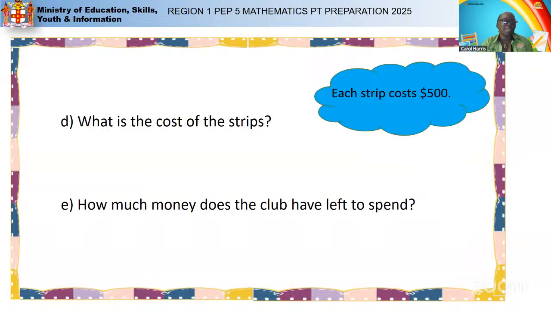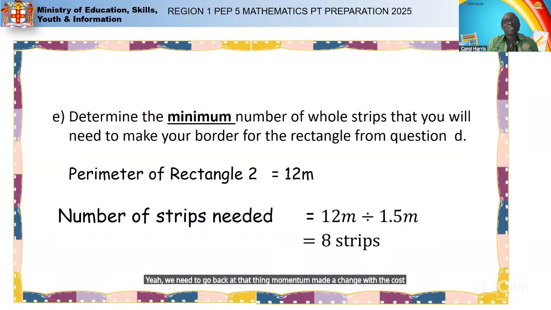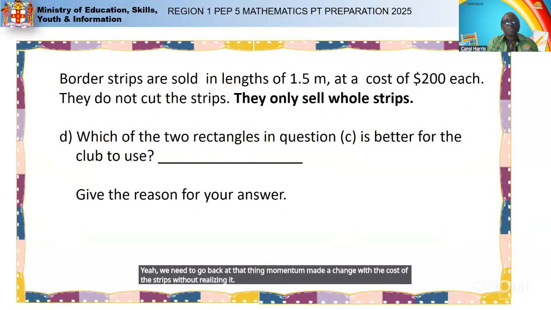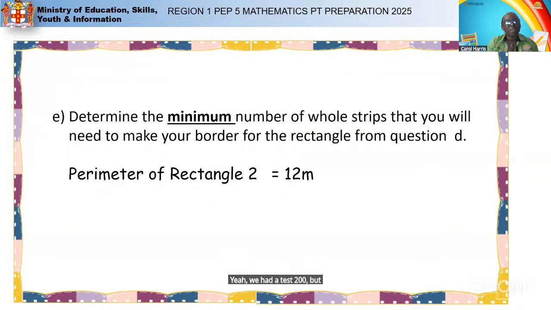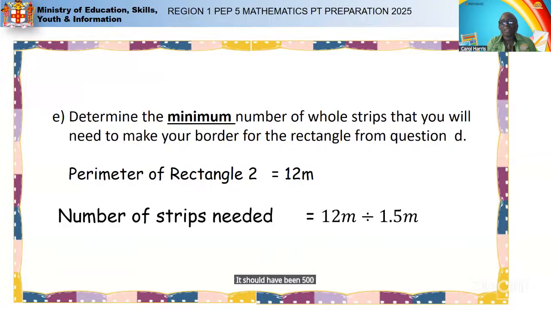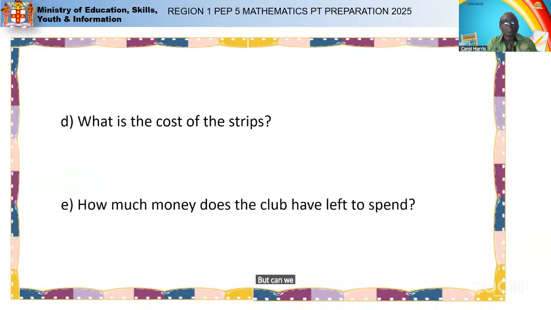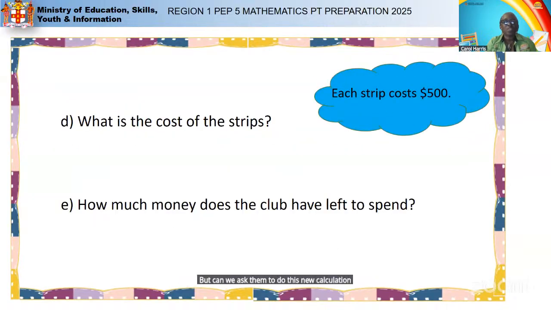We need to go back. I think we might have made a change with the cost of the strips without realizing it. I could go back for you. We had it as 200, but it should have been 500 and not 200. So sorry about that. So let's look at this new calculation. If the strip costs $500, what's the cost of the strips?